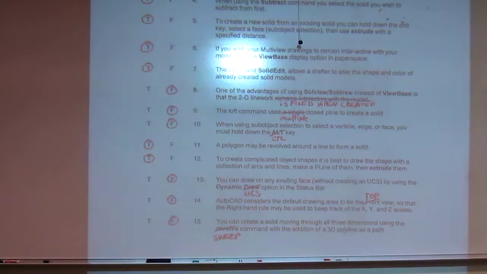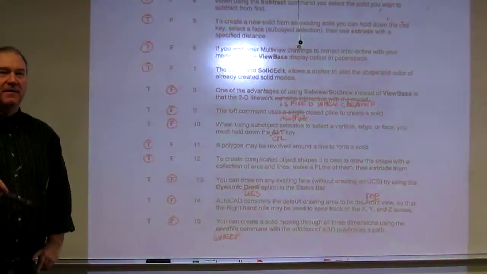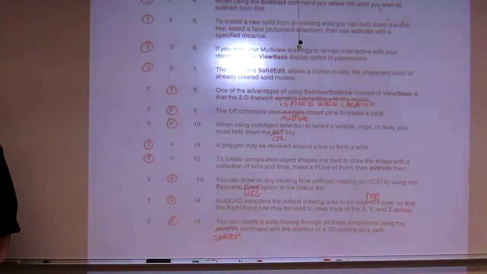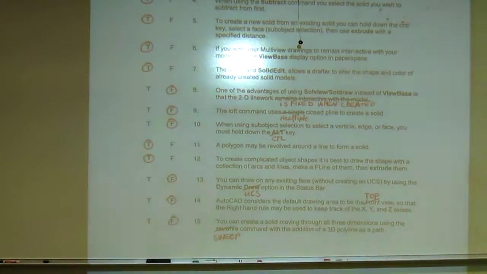The difference with solid draw instead of view base is that the 2D line work is not interactive. As soon as you run the solid draw command, all of that line work is now independent of the model. So we can draw over it, right? And edit two-dimensionally. The loft command uses a single closed P-line. A lot of people fix this by scratching out loft and using extrude, which is fine. But if you're stuck with the loft, you need at least 2 closed P-lines to loft.